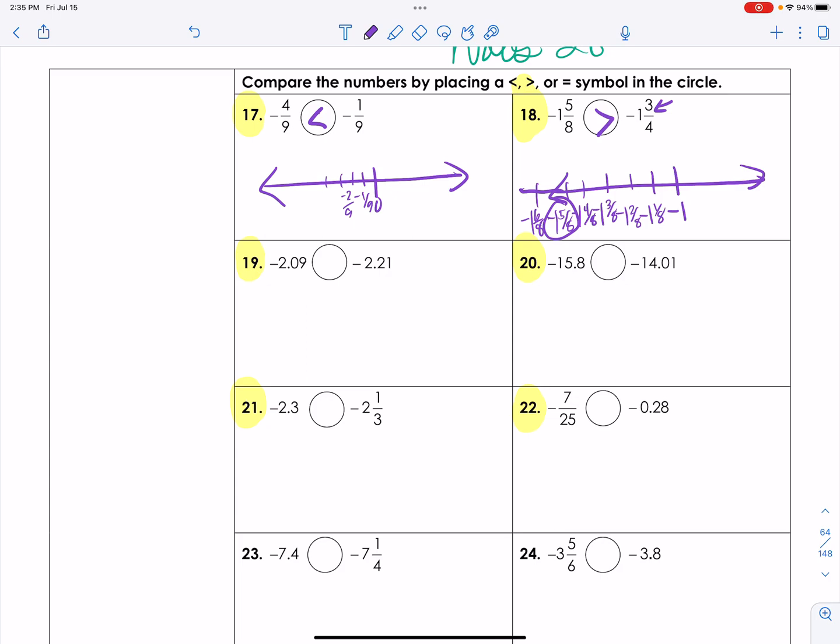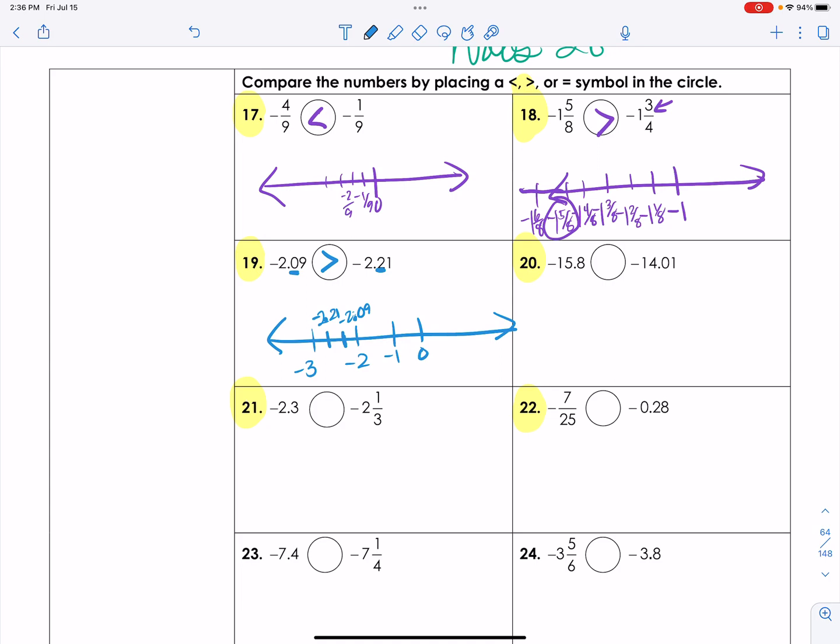Okay. All right. On this next one, this place value, correct? So if you think about that, this is what you got to think about. Here's 0. Here's a -1. Here's a -2. Here's a -3. Negative 2.09 would be on this side of a negative 2.21. So now this would be bigger, okay, because it's more to the right.